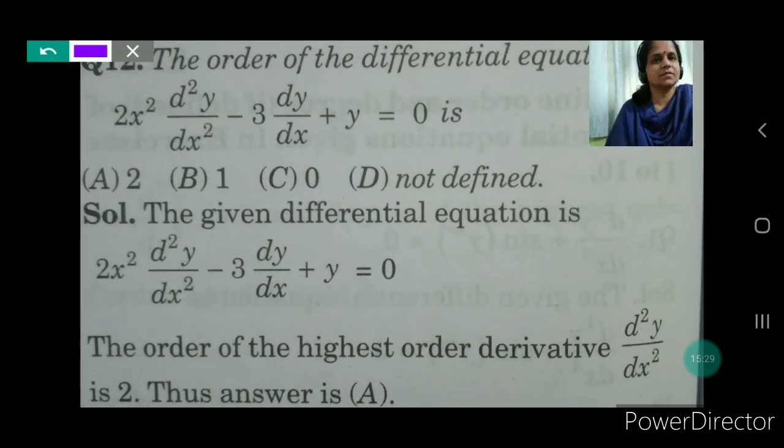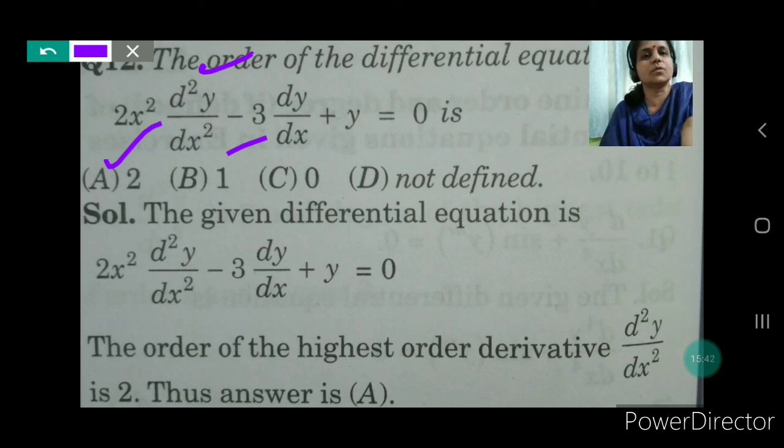Question number 12: find the order of the differential equation. Here the order of this is 2, since there is 2 times derivative of y with respect to x. So the answer is 2. Option A is the correct answer.